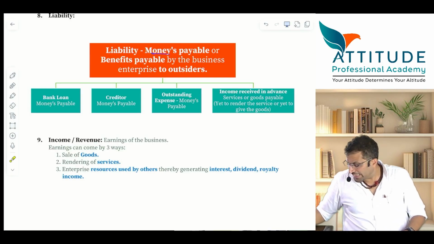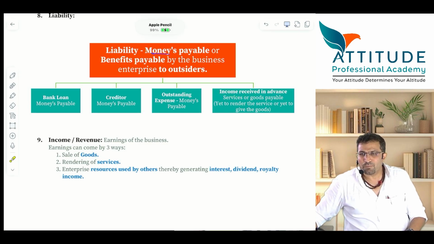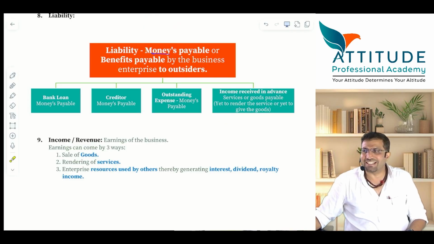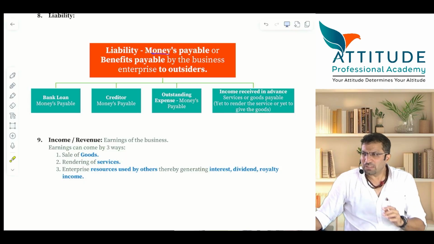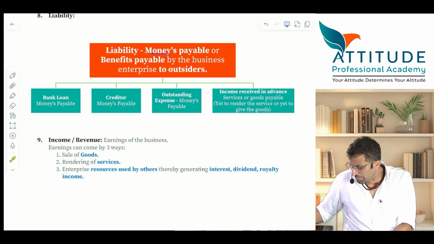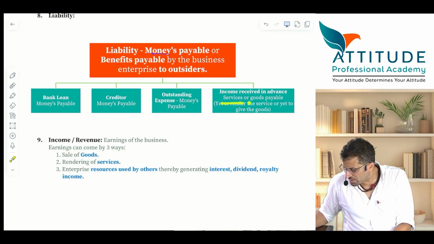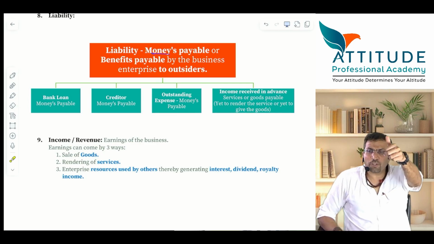Understood? Next, income received in advance. This I gave with the example of tuition fees. Let us assume you are running a coaching center. You take money from the students in advance. Yes or no? Now tell me, your fees have come in, but have you rendered the service or is it yet to be rendered? Means are benefits receivable or benefits payable? Benefits means services renderable. Services or goods payable: that is, yet to render the service or yet to give the goods, is a liability.